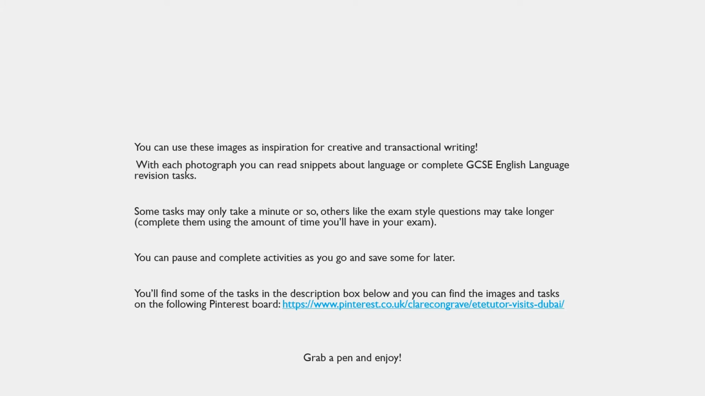So it's a different type of revision. What we're doing here is using different images as inspiration for the creative writing and the transactional writing tasks. And then there's also some other little bits and pieces along the way that should help with all of your exams for English. If you want to look at the images and see the tasks again, you can find those on the Pinterest board, and I'll pop a link to that in the description box below as well.